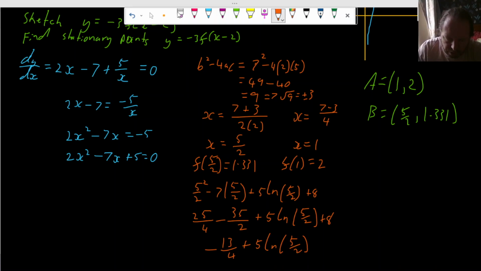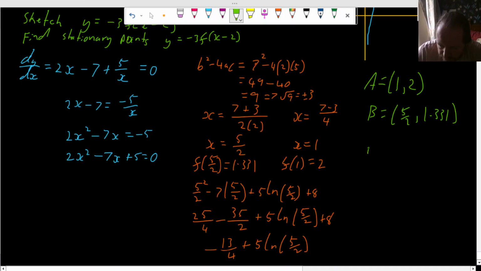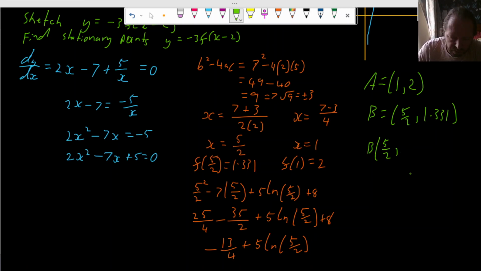So that would be your exact answer up here. So your point B could also be written as 5 over 2, and instead of 1.331, written as that, minus 13 over 4 plus 5 ln 5 over 2 to finish up. Okay, right then, next bit.